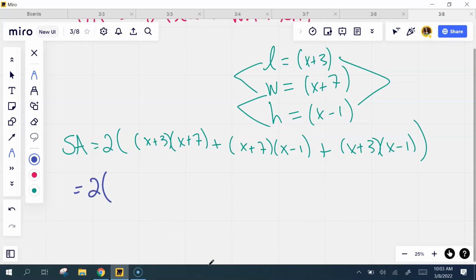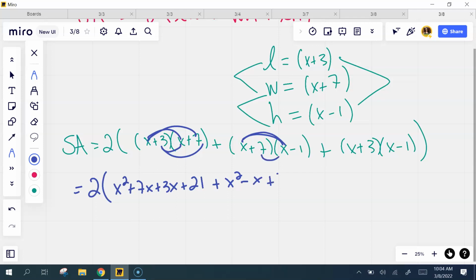I got this 2 on the outside. When I multiply these out, I get x squared plus 7x plus 3x plus 21. Does that make sense? I didn't draw the lines, but do you see what I did there? x times x, x times 7. I just foiled it out, essentially. Plus, now go on to the middle one: x squared minus x plus 7x minus 7. And then the last one, x squared minus x plus 3x.